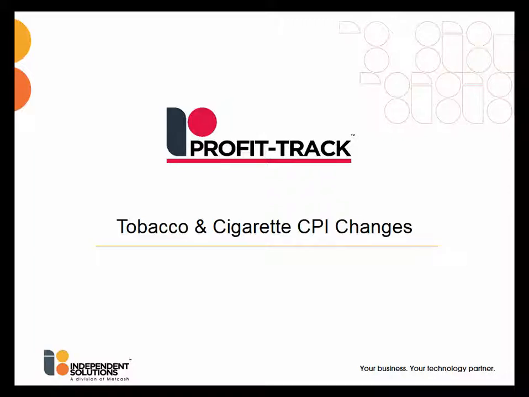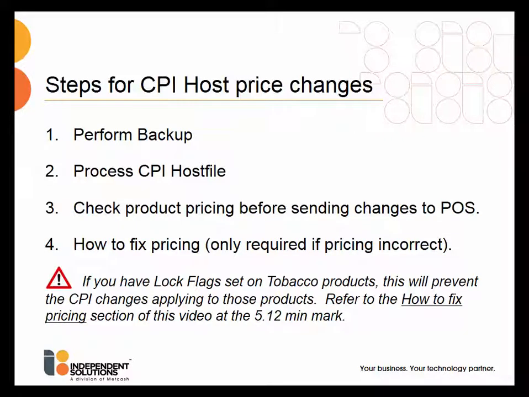This short video explains how to process the tobacco and cigarette CPI changes into Profit Track. The steps we will look at in this video are, firstly, perform a backup, second, process the CPI host file, third, check product pricing before sending changes to the point of sale, and fourth, how to fix pricing.